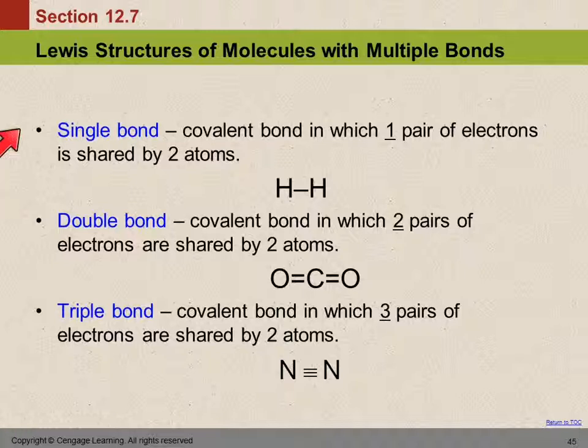So there are single bonds where we have 1 pair of electrons shared, like in a hydrogen molecule. We can have double bonds where we have 2 pairs of electrons that get shared, like in carbon dioxide. And we can also have triple bonds where we get 3 pairs of electrons that are shared. And this is what happens with nitrogen. Nitrogen is one of those diatomic elements. So let's look at how this comes together. How many valence electrons does nitrogen have? 5. 1, 2, 3, 4, 5.